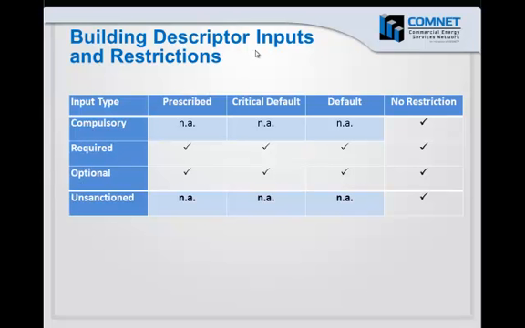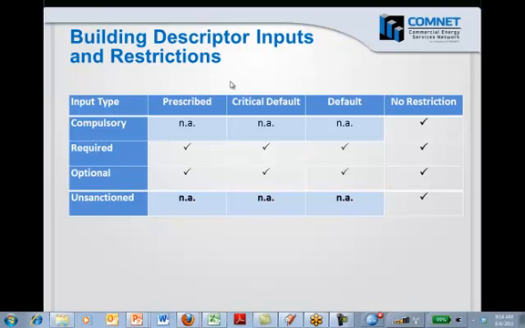Each of these input types, compulsory, required, optional, or unsanctioned, there can be restrictions on their inputs. In some cases, the input might be prescribed. An example of this would be if you're doing tax credit calculations, the schedules of operation are prescribed. So are the plug loads, the occupancy levels, and so forth.